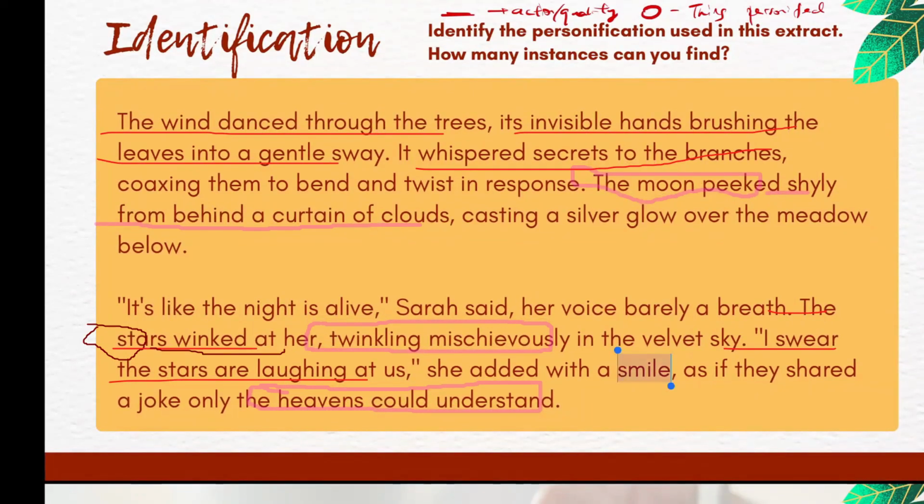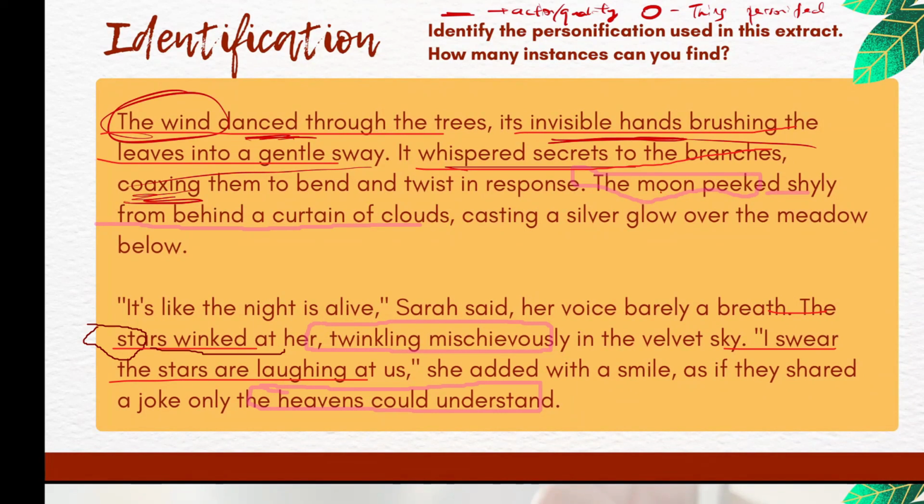Let's see if I can find some that you guys missed. So we have the wind. As I said, circles the thing being personified. So the wind, that should be circled, danced through the trees, right? Its invisible hands, because wind doesn't have hands, brushing the leaves into a gentle sway. The whispered secrets, nice. Its branches, coaxing them, that's another human quality, to coax, to kind of convince someone to do something a little bit, or persuade, bend and twist in response.